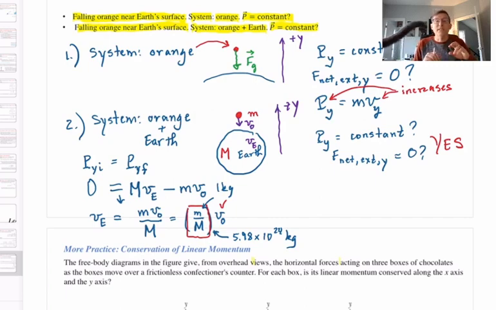So that's what happens out in deep space when you start with an orange and an Earth initially at rest and you release. The orange accelerates down with a growing velocity VO. The Earth technically accelerates up, but with an absolutely minuscule velocity VE. But the total momentum stays 0.